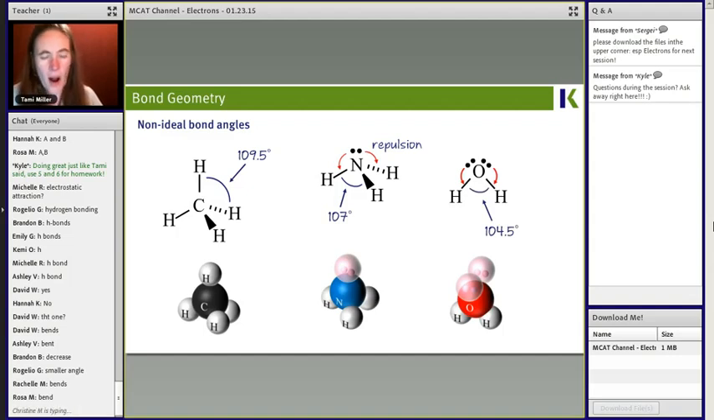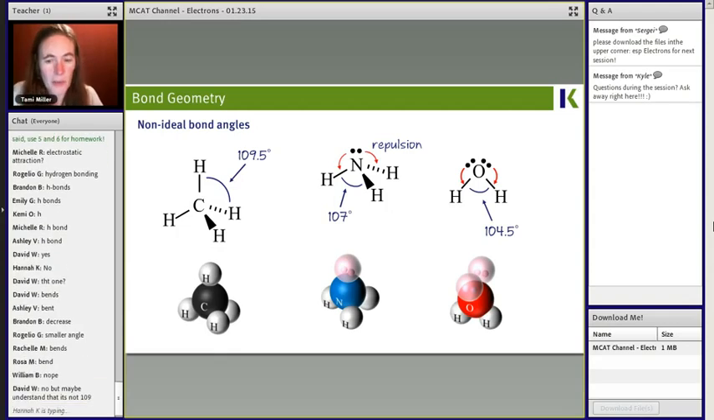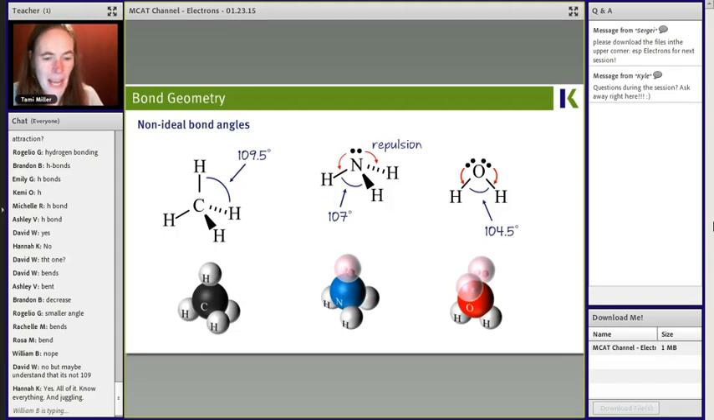Now, is the MCAT going to ask you for 107 and 104.5, those exact numbers? No. They expect you to know that because of the lone pairs of electrons, they are smaller. That's all they want. Definitely understand that 109.5 is the optimal bond angle. That you definitely need to know.